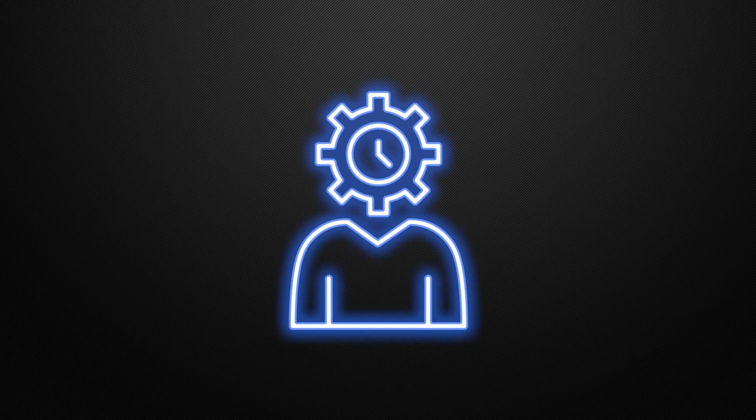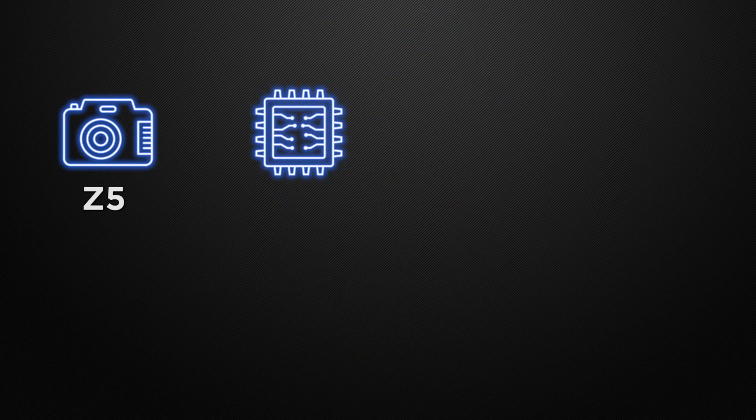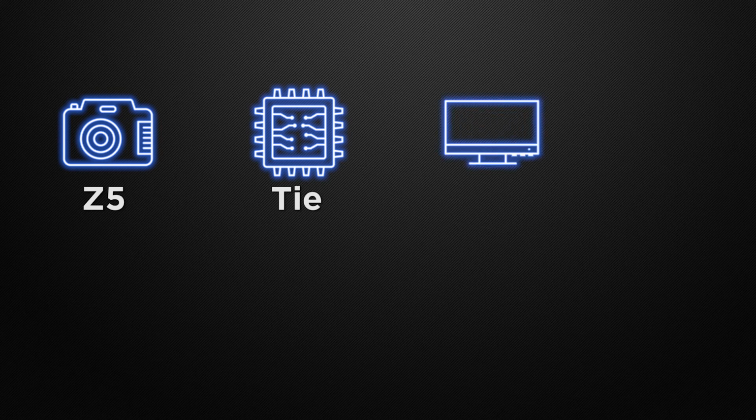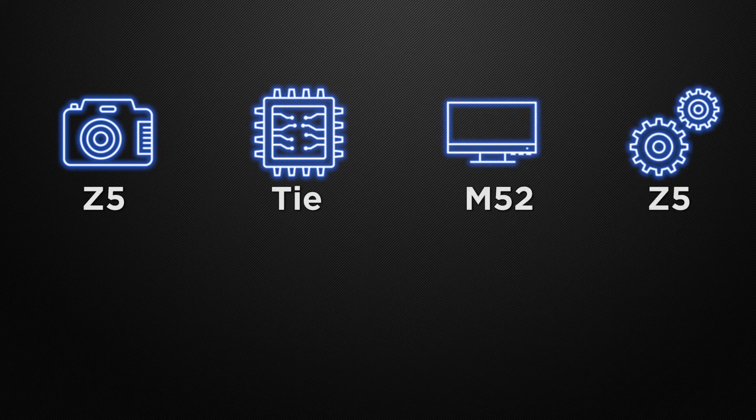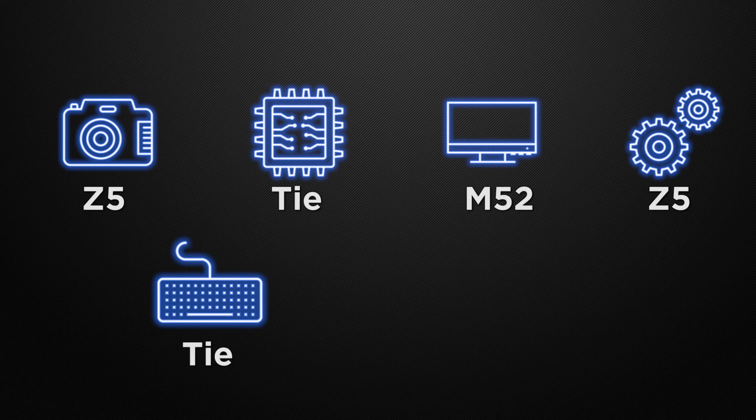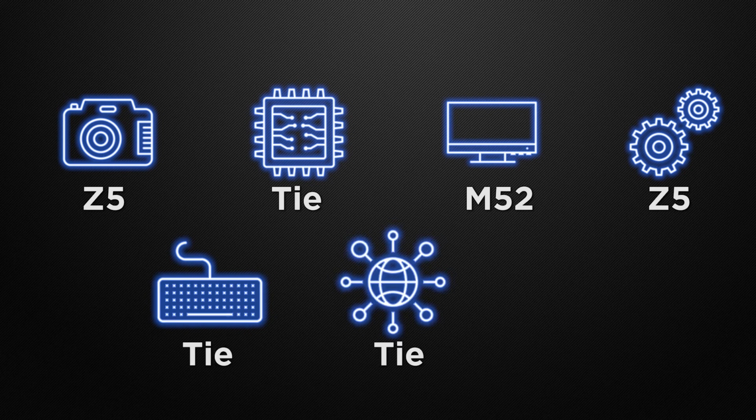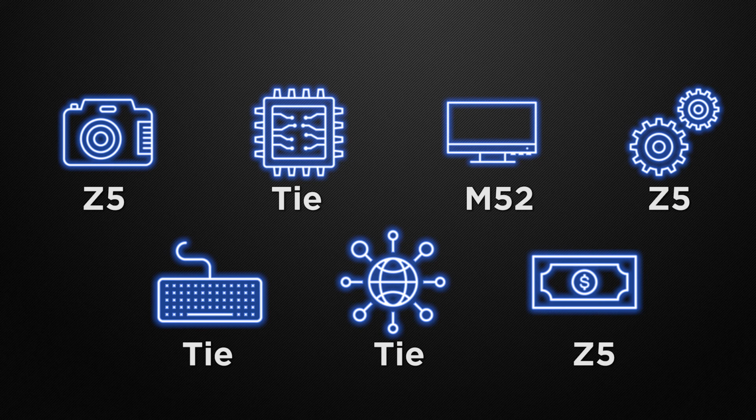So the conclusion of the video is, in the camera, the winner here is Z5. In the performance, it's a tie. In the display, the winner here is M52. In the body segment, the winner here is Z5. In the features of the device, it's a tie. In the communication chips, it's a tie. And about the prices, the winner here is Z5.